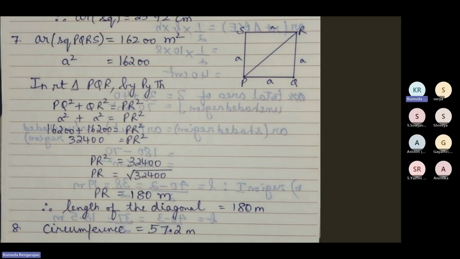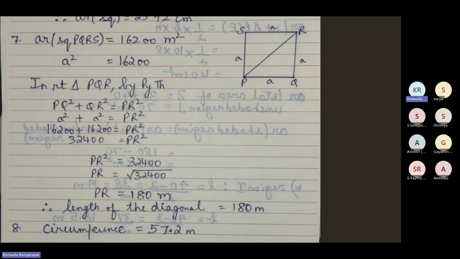So substitute. A square plus A square is 16,200 plus 16,200, which is equal to PR square. So we get PR square is equal to 32,400. PR is equal to the square root of 32,400. So PR is equal to 180 meters. PR, meaning the length of the diagonal, is 180 meters.